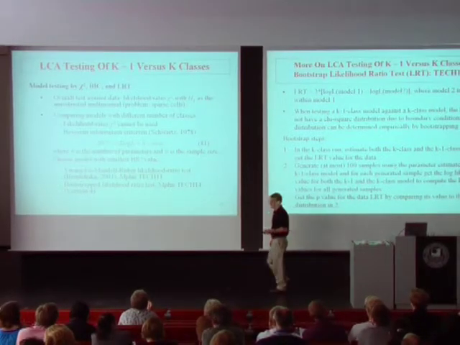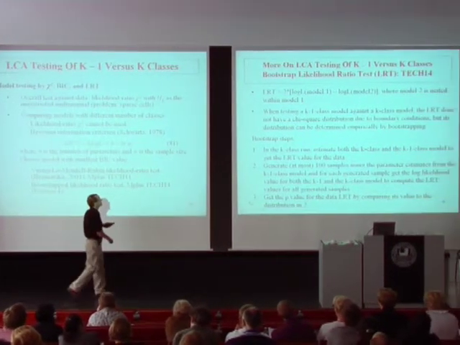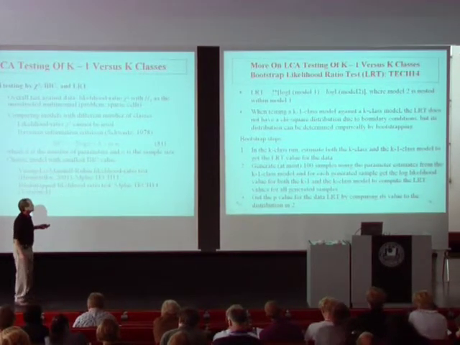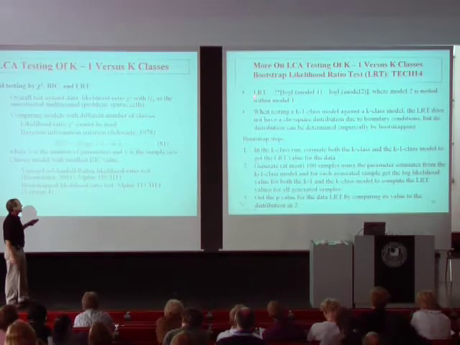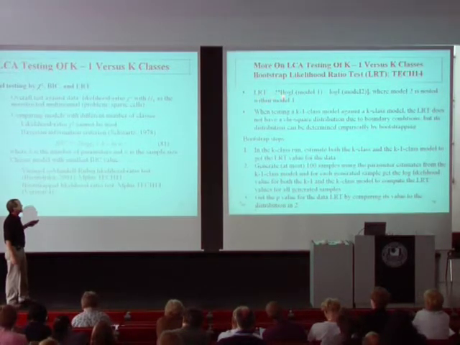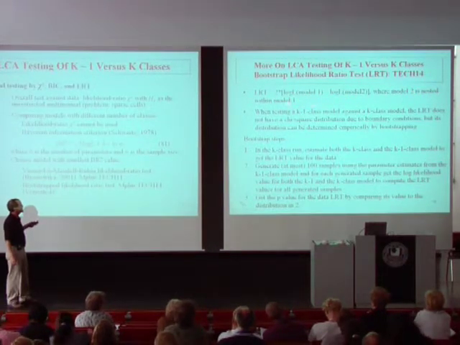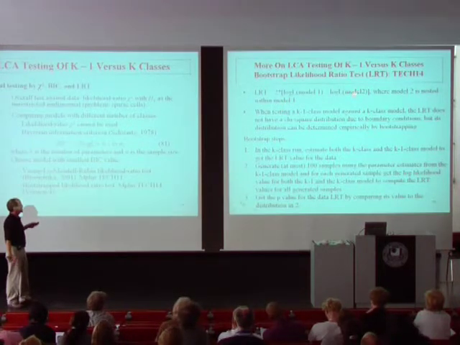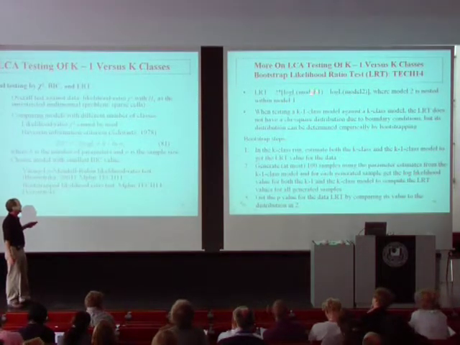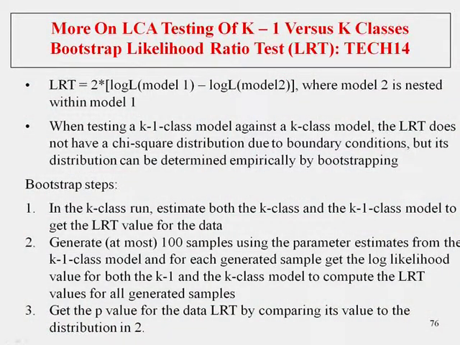Just briefly, talking about bootstrapping here, it's on your slide 76. We create a likelihood ratio as 2 times the log likelihood for model 1 minus the log likelihood for model 2, where model 2 is nested within model 1. For instance, model 2 would be a 2-class model, and model 1 would be a 3-class model. When doing that kind of testing, the LRT does not have a chi-square distribution due to boundary conditions, probabilities at 0, but its distribution can be determined empirically by bootstrapping. And here are the steps.